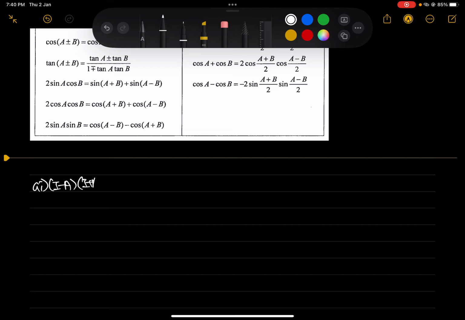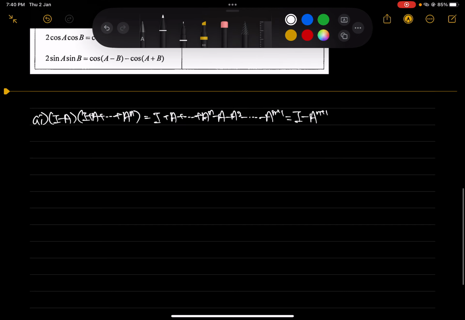Anyone with a brain would be able to do that. That is just I plus A till A^n minus A squared till A^(n+1). So that's just I minus A to the power of n plus 1. That's it for part A1.